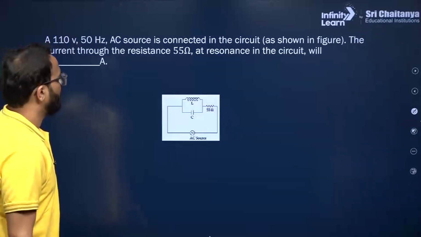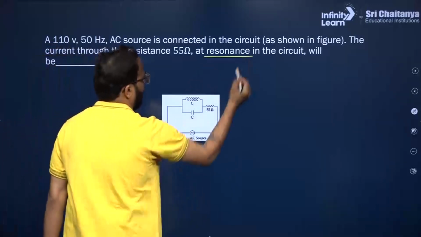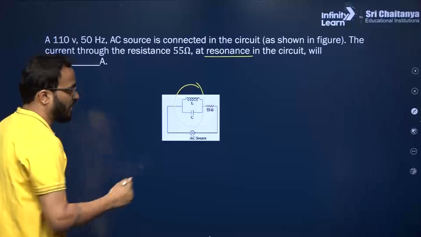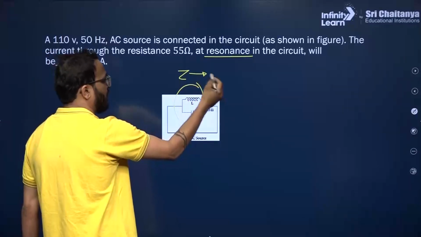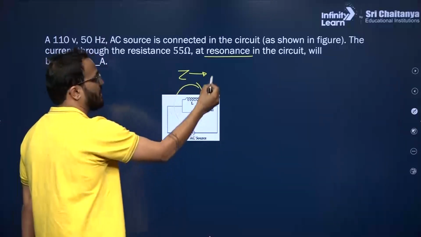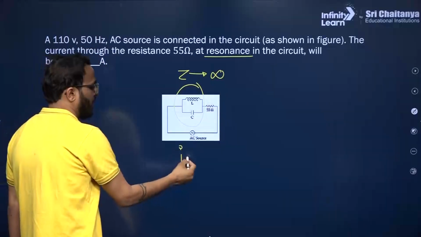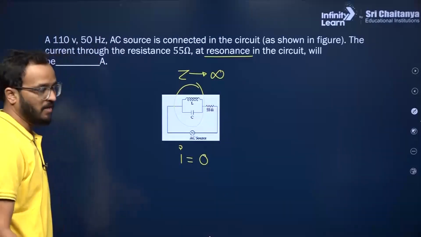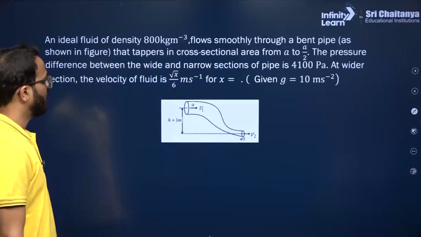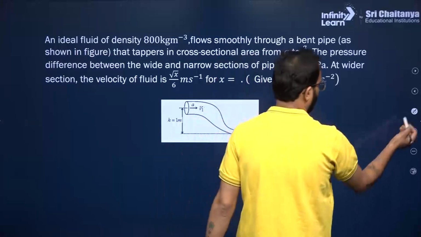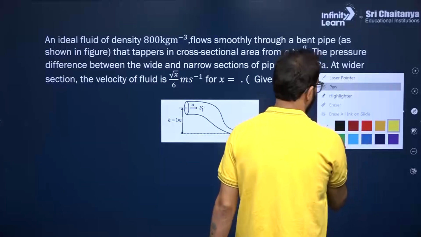Now here see, they are saying that at resonance, this particular portion's impedance will become infinite, okay, and hence the current will become zero in the circuit. Okay, remember this. Now last is a very simple question. We will use simple concepts here.